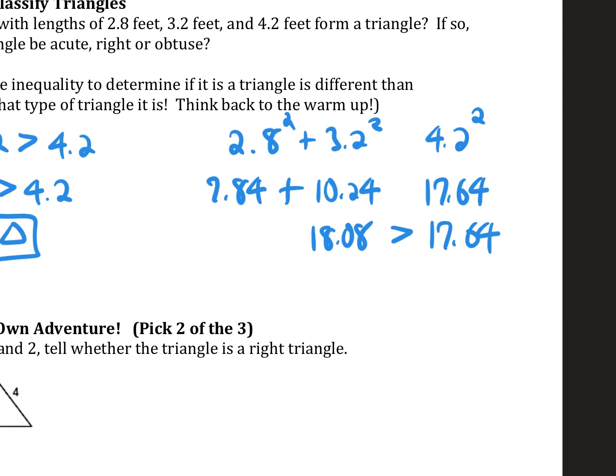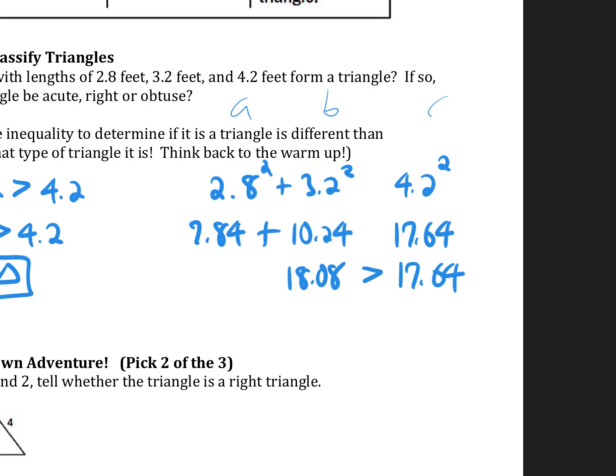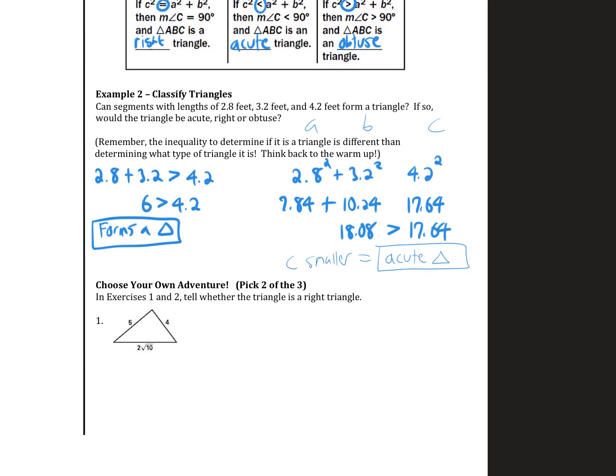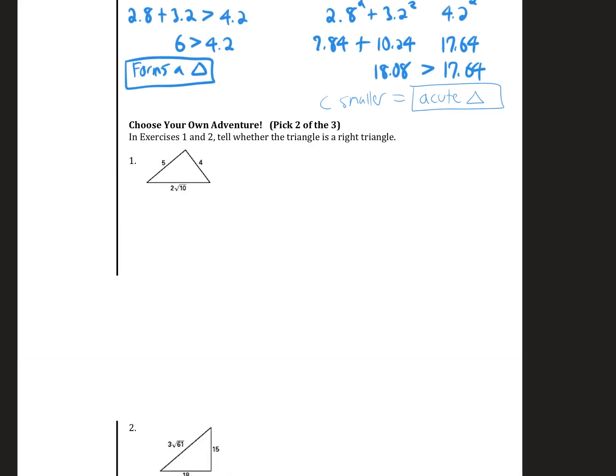Okay? So what do you guys think? Remember, this is A, B, and C. Is C larger or smaller than the other two sides? If C is smaller, that means it's going to be an acute triangle. Okay? If it were larger, if this number was bigger over here, if 17.64 were bigger, it would be an obtuse triangle. And if it's equal, it's going to be a right triangle. Okay? All right. Why don't you guys go ahead and do some choose your own adventure here. So the first ones are just checking whether it forms a triangle and or right triangle and stuff, and then the last one's kind of like what we just did. Why don't you guys pause the video and see how you do?